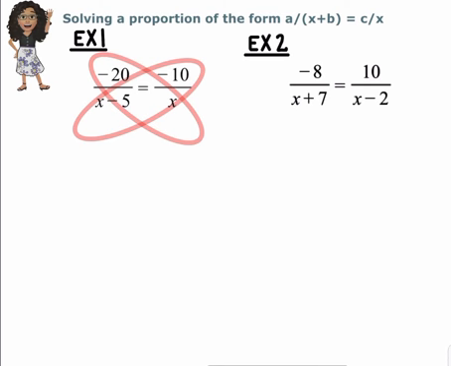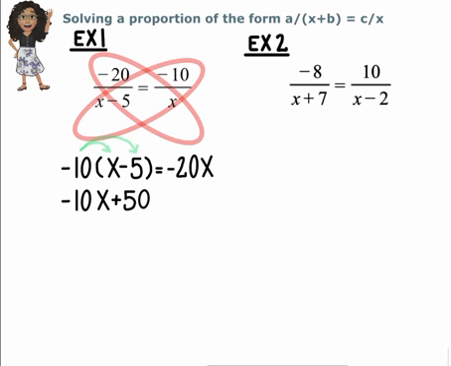So let's set the diagonals multiplied together equal to each other. Now I'm going to need to distribute the -10 through the left side. So -10 multiplied by x is -10x, and -10 times -5 is +50.